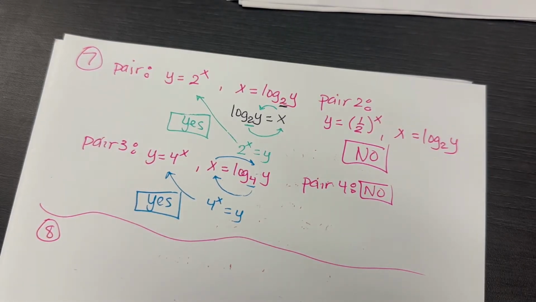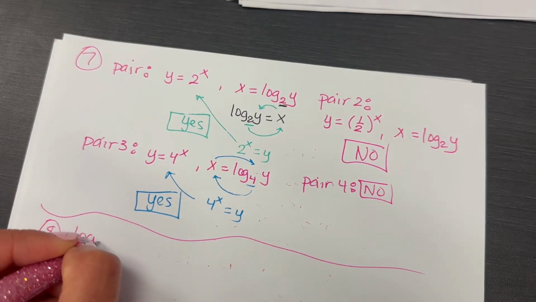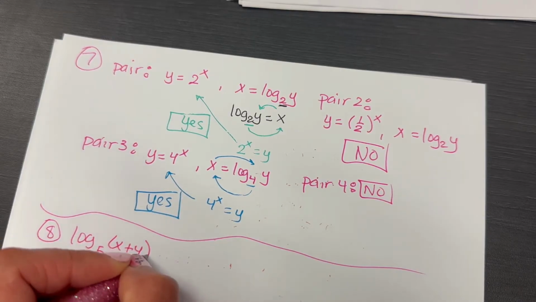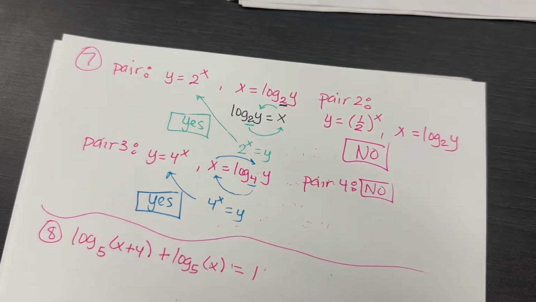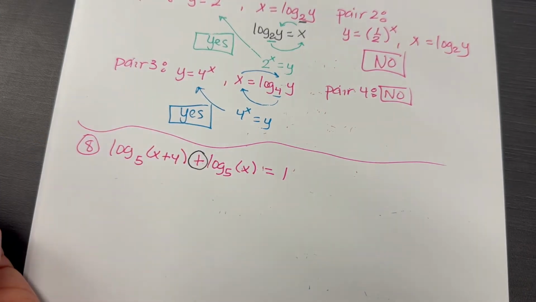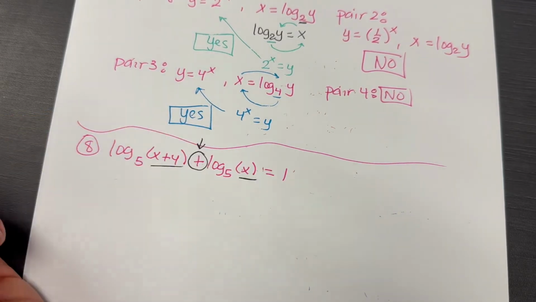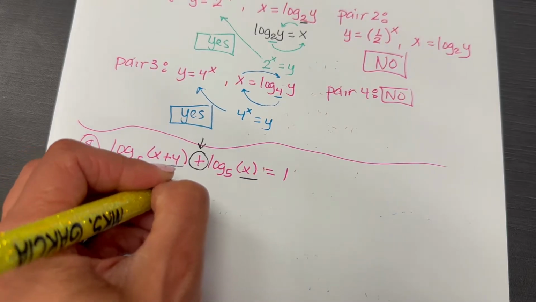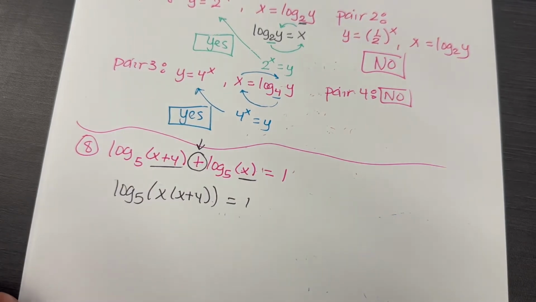Number 8 says to solve the equation. We've got log base 5 of x plus 4 plus log base 5 of x is equal to 1, and we got to solve that. First things first, whenever we're adding logs, we have to remember what this means. Adding logs means to multiply the inputs together. So this will be log base 5 of x times x plus 4. The distributive property is coming up soon.